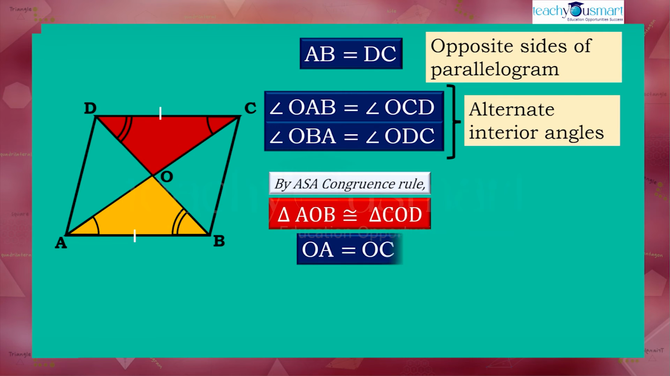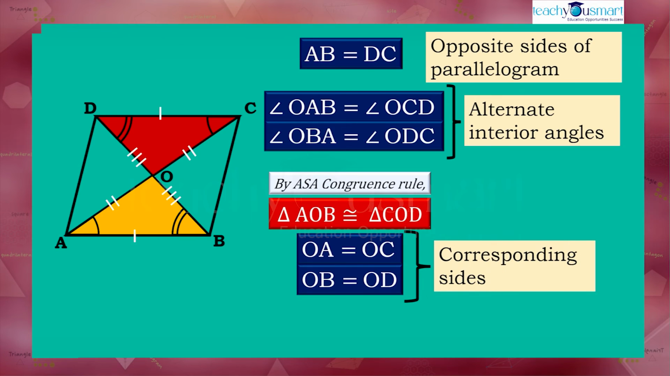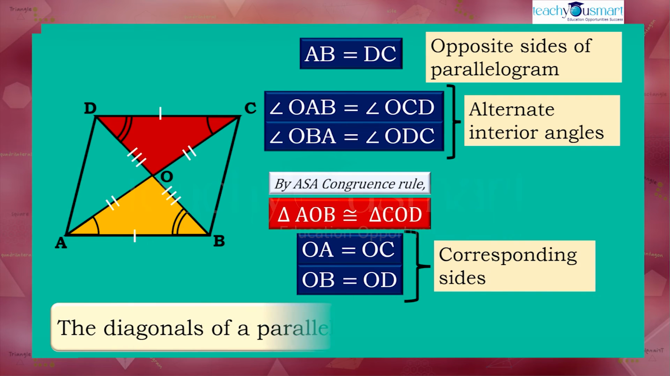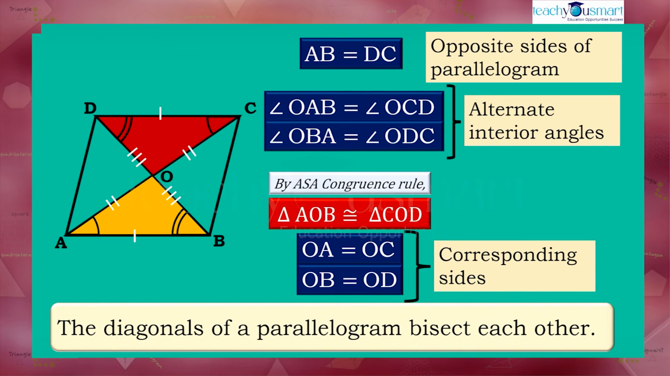So the sides OA and OC are equal. That is, the diagonal AC gets bisected at the point O. Similarly, OB is equal to OD. That is, the diagonal BD gets bisected at O. Thus we proved the diagonals of a parallelogram bisect each other.